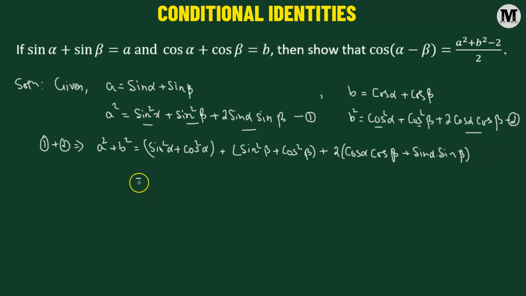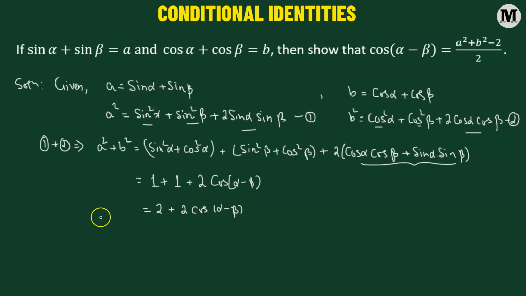Now, we know that sine squared alpha plus cosine squared alpha is going to be 1. Similarly, the second term is also going to be 1, added to 2 times, now this is a formula. This is the expansion of cosine of alpha minus beta. That means we now have 2 plus 2 times cosine of alpha minus beta, and this is the value of A squared plus B squared.